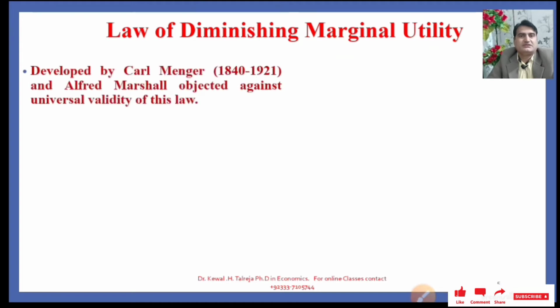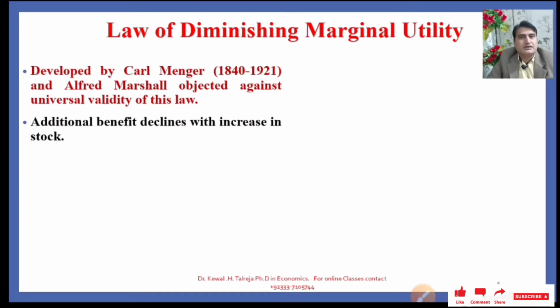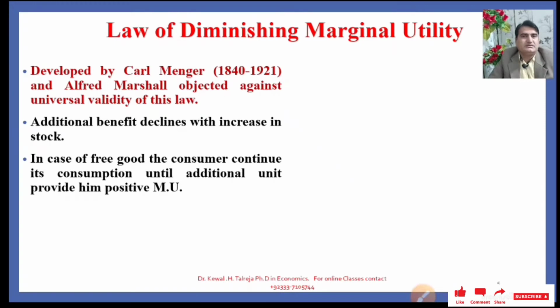Now we are going to discuss the law of diminishing marginal utility. This law was developed by Karl Menger, who was born in 1840 and passed away in 1921, and Alfred Marshall criticized the universal availability of this law. This law states that additional benefit declines with increase in stock, or in the case of a free good, the consumer continues consumption until an additional unit provides him positive marginal utility.